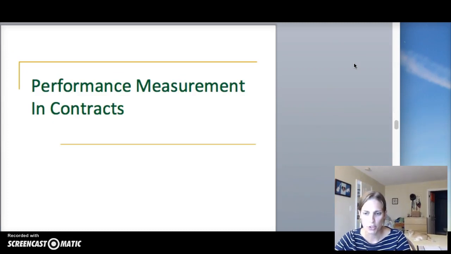So enough of performance measurements in general. Let's talk about how you can use them in contracts you put in place with the selected vendors for a service. For this part of the lecture, let's use the example of a residential recycling collection service provider, because we've talked a little bit about that earlier in the class.